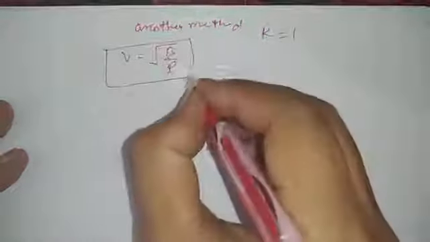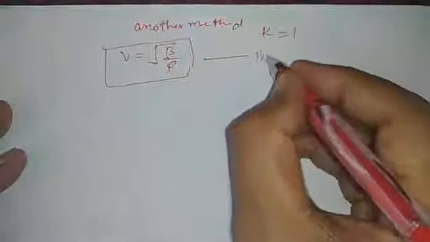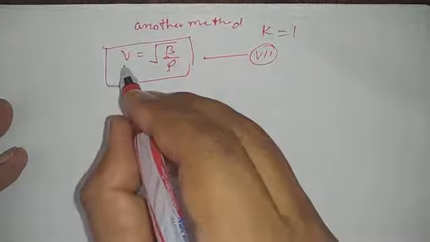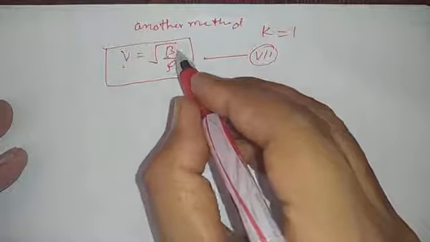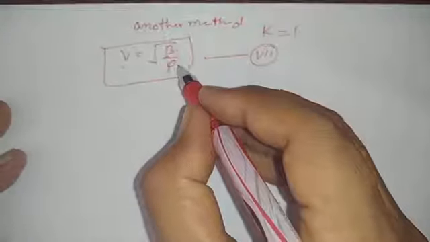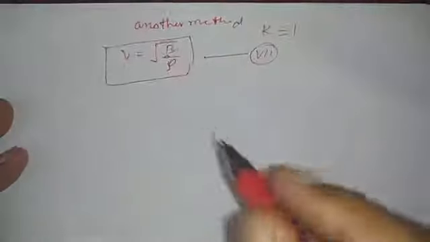It means that the speed of a longitudinal wave depends on the bulk modulus and density of the medium. So this is for the topic.